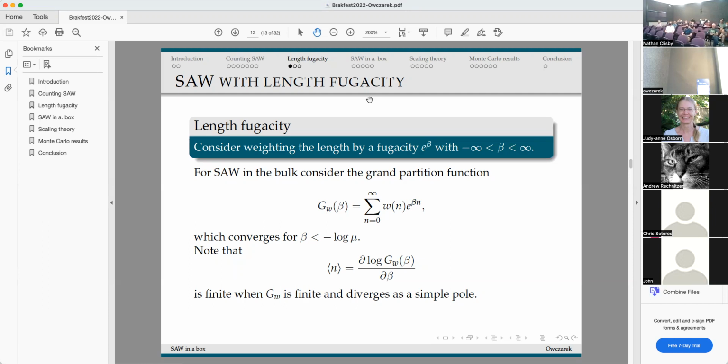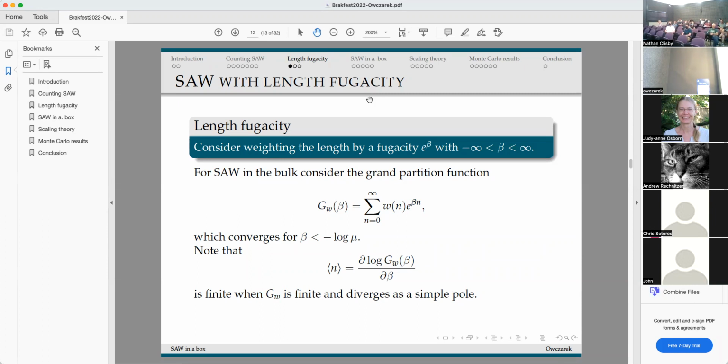Well, what you do know is that this generating function, or this partition function, converges only when beta is negative and smaller than minus log mu. So log of 2 minus log 2.6. Otherwise the generating function just doesn't converge at all.